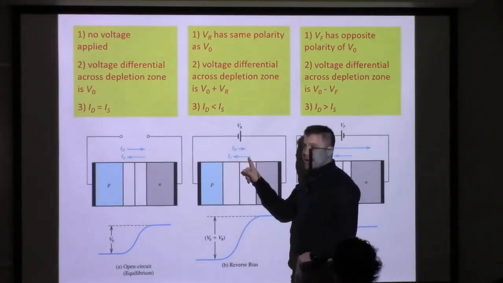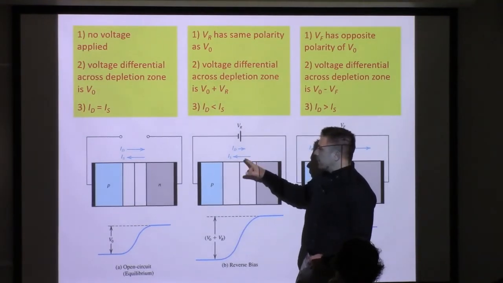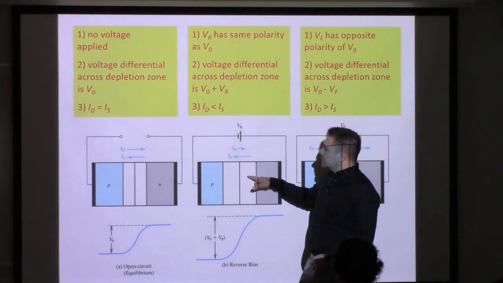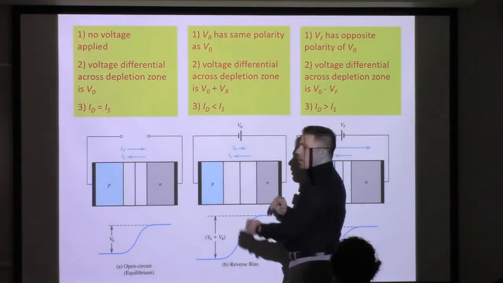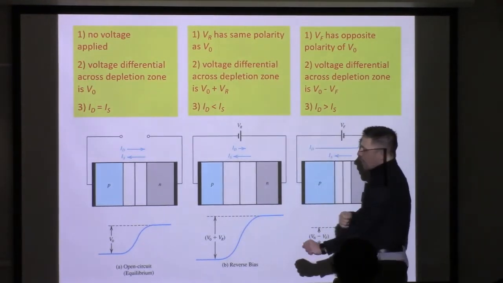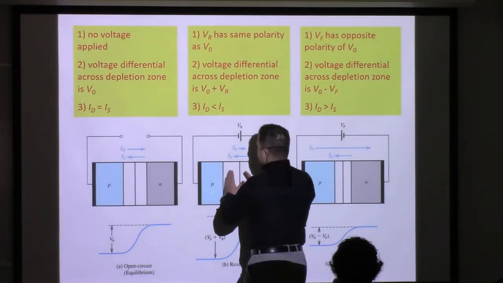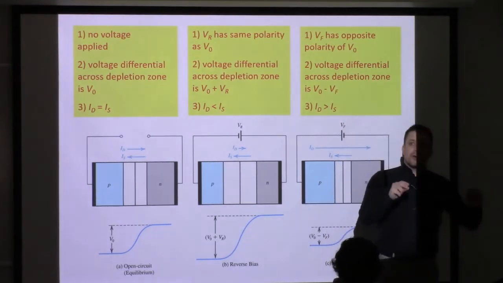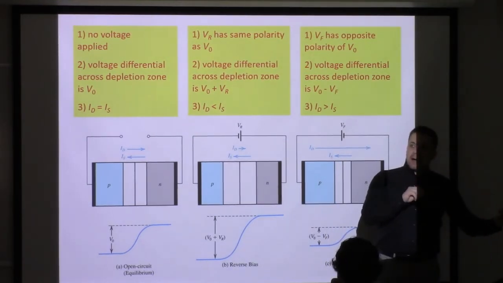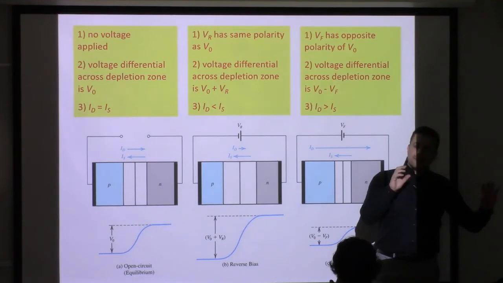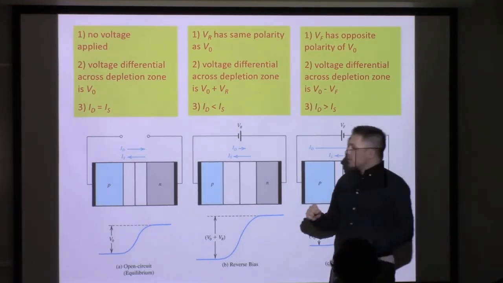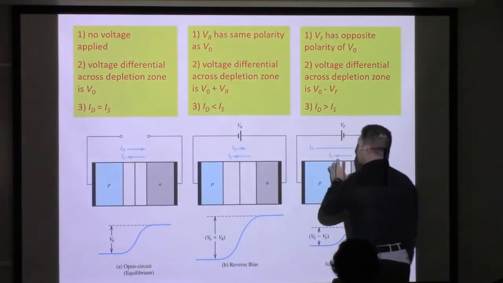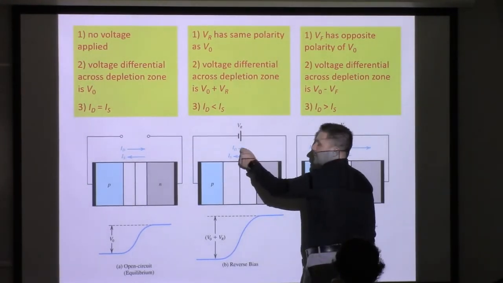ID is less than IS. The diffusion current is less than the drift current because by expanding our depletion region, or reinforcing our depletion region, we're further creating a boundary or a resistance against diffusion. So what we see is that IS is the same length in all three of these cases, again, as we would expect, but ID becomes smaller.